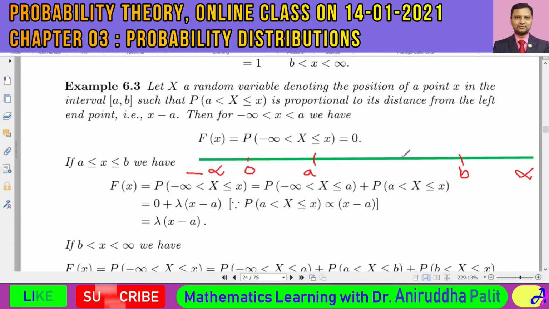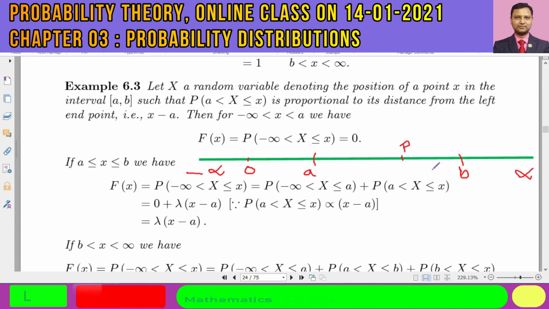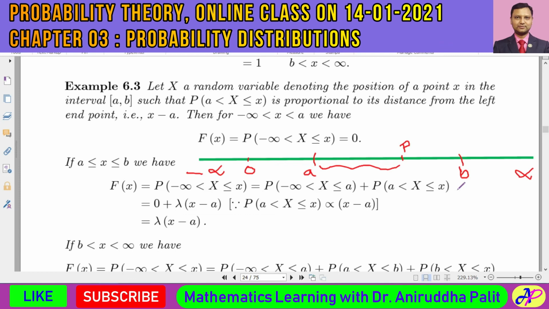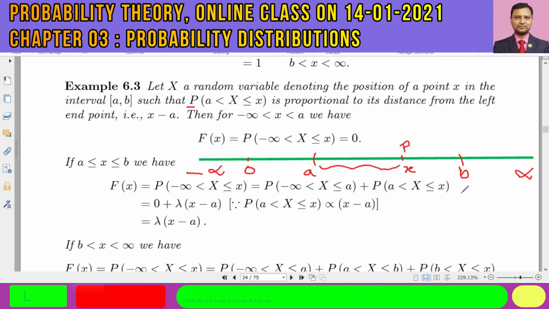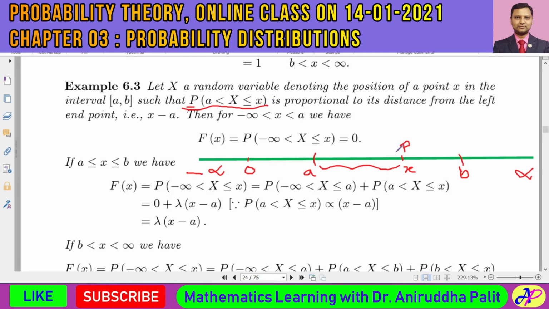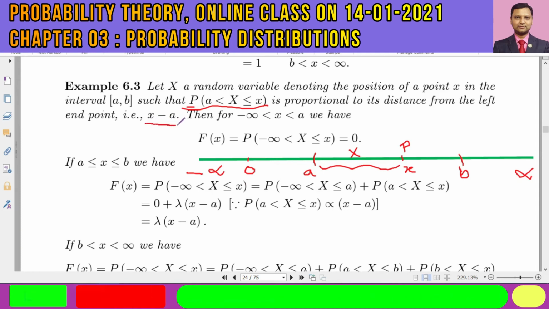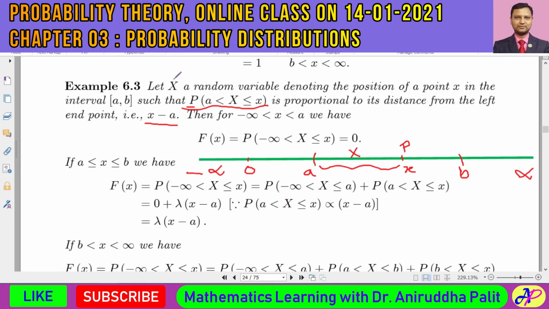Suppose you consider any point p, in such a way that the probability that it lies in this interval... This point has the coordinate, suppose x, and suppose the probability that a is less than capital X is less than or equal to small x, that is, the probability that capital X lies within this interval, is proportional to the length of this interval. That means it should be proportional to x minus a. If this condition is satisfied, then it can be shown that this random variable X follows the uniform or rectangular distribution.